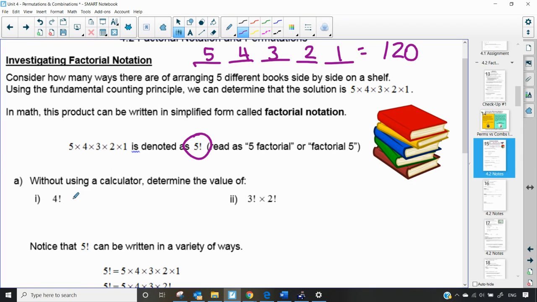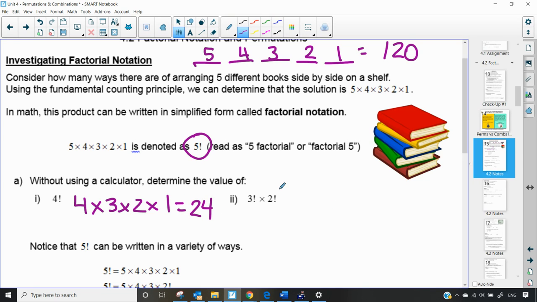So the first question here says to figure out 4 factorial without using a calculator. Well, 4 factorial means 4 times 3 times 2 times 1. Well, 4 times 3 is 12. 12 times 2 is 24. And times 1 is still 24.